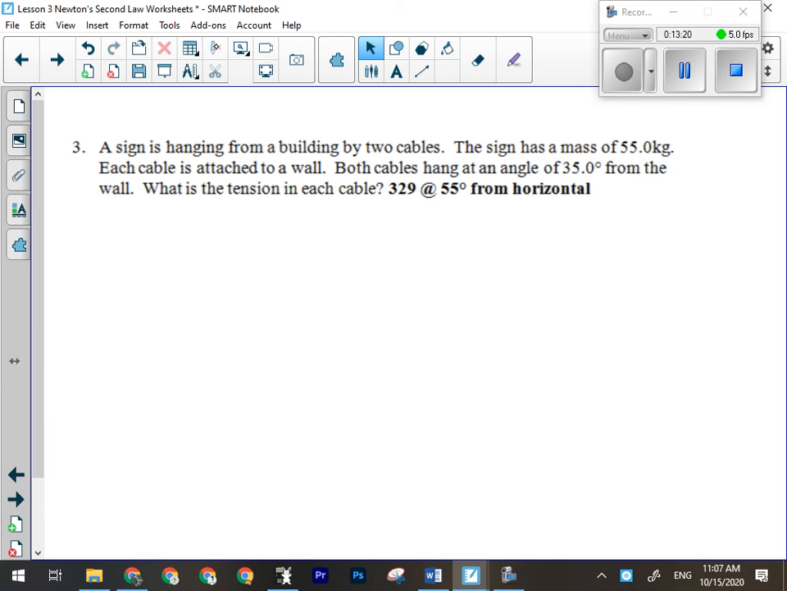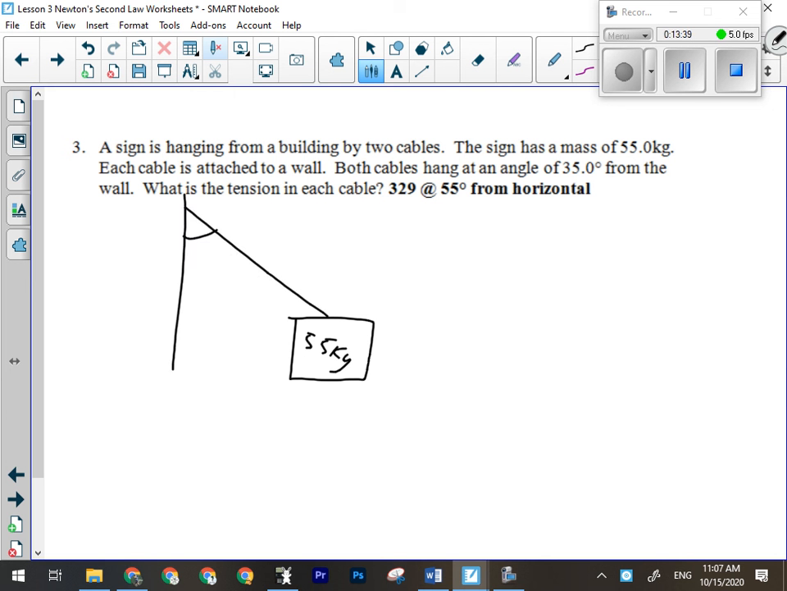All right, so this is like the one we did yesterday, a sign hanging by 2 cables. So we've got the sign has a mass of 55 kilograms. Each cable is attached to a wall, and the cables hang at 35 degrees from the wall, so they're equal. We're looking for the tension in each cable.